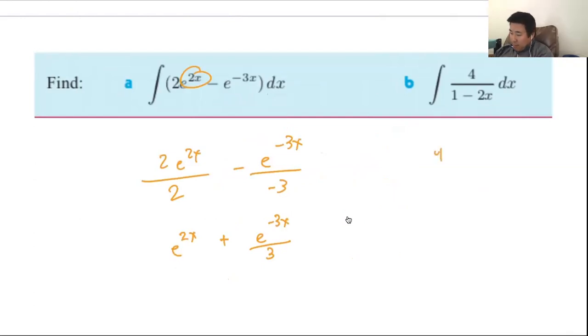This is 4 integral 1 minus 2x to the negative 1. And then, oh, no, I can't do that. So you're just going to do absolute value because this is the power of 1. So ln absolute value of 1 minus 2x times 4, because the 4 is there originally, all over the derivative of the bottom, which is negative 2. So negative 2 ln absolute value 1 minus 2x plus c.